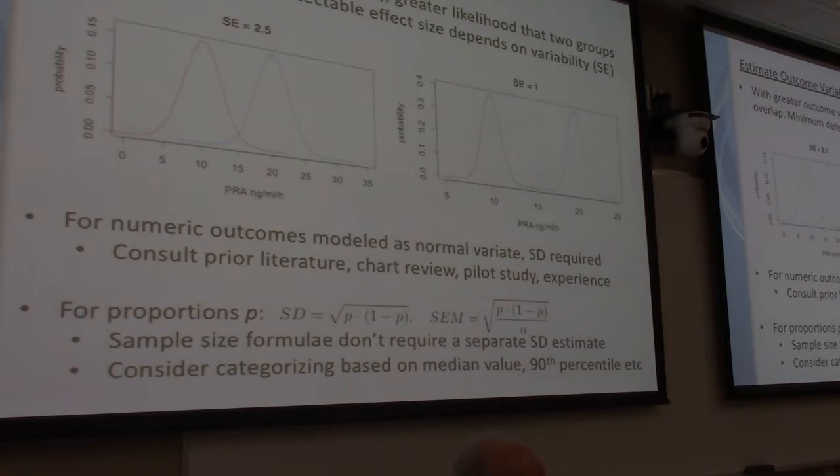For a proportion, you'll recall that I told you that the standard deviation is related to the proportion. So you don't need a separate estimate of the standard deviation. This is for a binomial distribution. For any value of success probability, you can calculate the binomial standard deviation and standard error. So your sample size formulas don't require a separate estimate, and that can make them easier. So sometimes if you say, look, I've looked, I can't find a standard deviation, well, base your sample size calculation on a proportion, like the number above the median or the number above the 90th percentile or some such, and then you don't need a standard deviation.